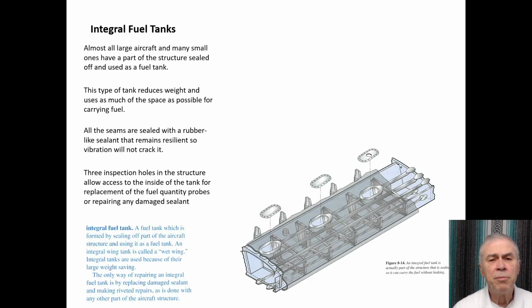The second type is integral. They cannot be removed because it's actually part of the aircraft structure. That part is sealed off. It's used as a fuel tank. That type of tank reduces weight because you don't have the additional steel or aluminum. And it uses as much space as possible. Here you can even get them in between the stringers.